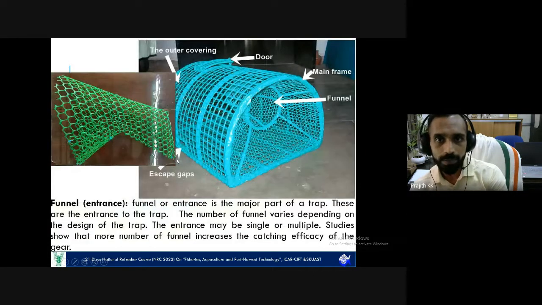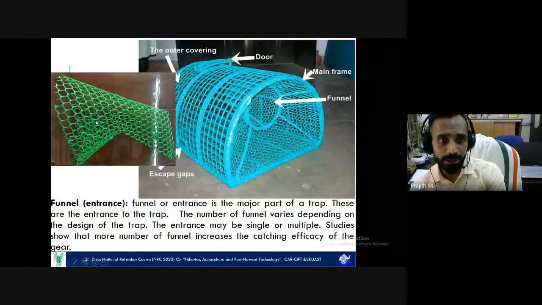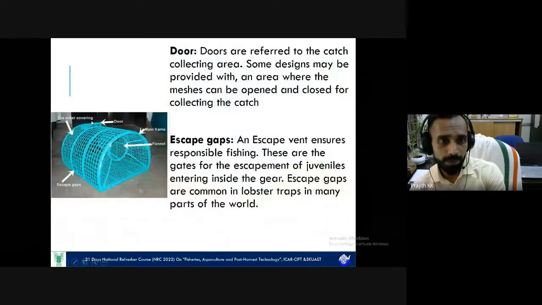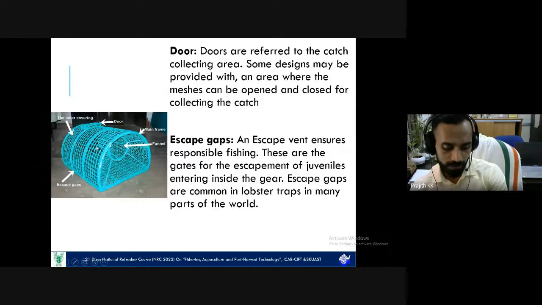Then another is the funnel or entrance. This is one of the important parts that decides the catchability. You can see this is the funnel where the fishes enter into the trap. Then there will be a door. Here in the upper part you can see a door. That's mainly to collect the harvest, because whatever fishes are caught in our trap, we can simply put a hand in and harvest through the door. Then in modern traps, there is a conservation or technological aspect to reduce juvenile catch. You can see the escapement gap here.